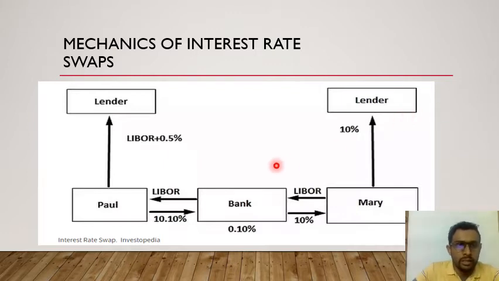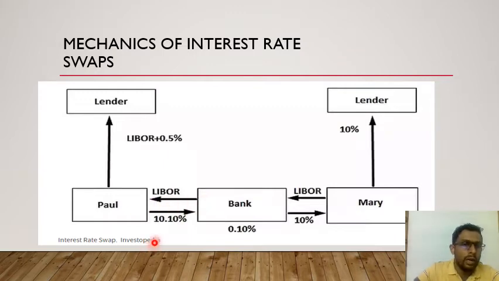In the case of hedging, here Paul, who is paying the lender at a floating rate, wants to convert his liability to a fixed rate, and here Mary, who is paying the lender at a fixed rate, wants to convert her liability into a floating rate, since she expects the market to go below this 10% rate. So how they do this is that Paul approaches a banker and says that he will pay a fixed rate to him at 10.10%. Let's just give the LIBOR back to him.